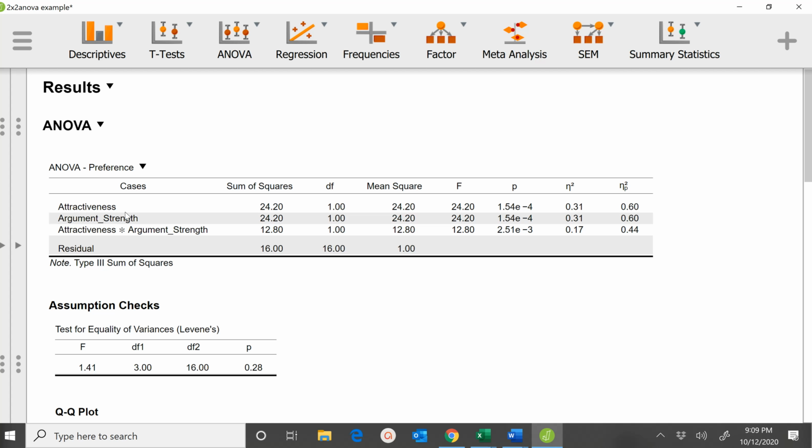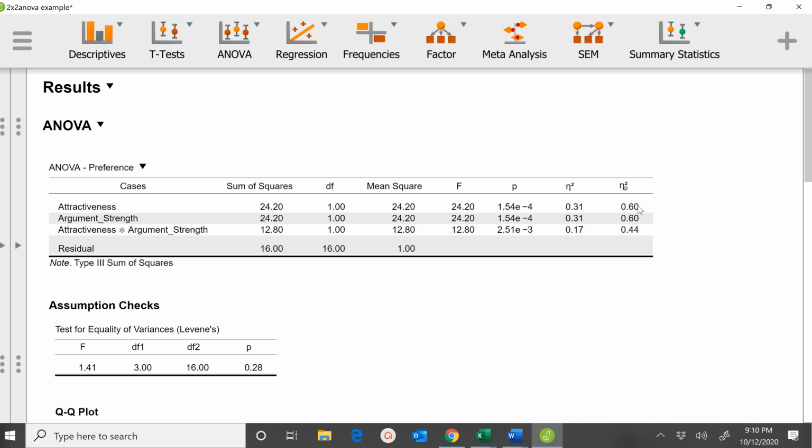Just by chance, it works out that both of these effects are of equal magnitude. That's really unusual, but that's what I get for hastily fabricating data for demonstration purposes. But we see that the p-values for both of these main effects are quite low, which tells us that there is a difference across the two conditions for attractiveness in the mean level of preference, and there is a difference across the two levels of argument strength for preference. And the effect size, partial eta squared, is quite large, 0.6.